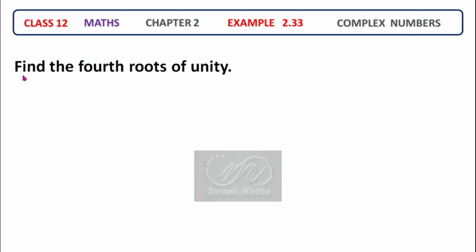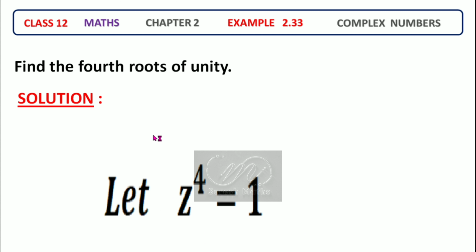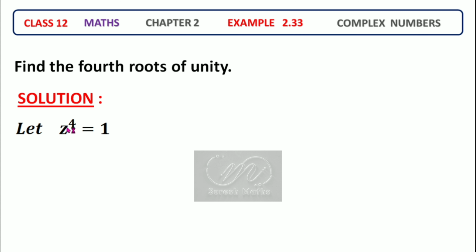Find the fourth roots of unity. Solution. Let z to the power 4 is equal to 1. Unity means 1. Here this is a fourth degree equation. It has 4 roots. Therefore z equals 1 to the power 1 by 4, so that it gives the fourth roots of unity.